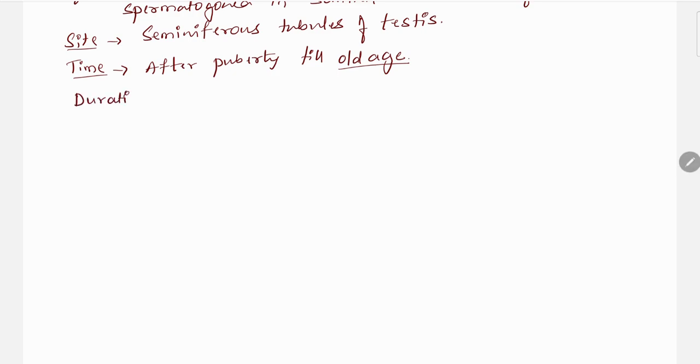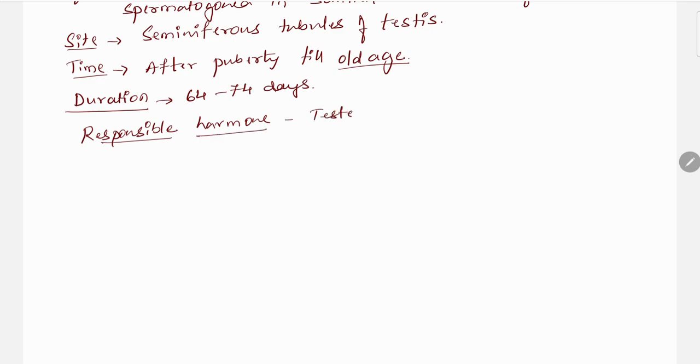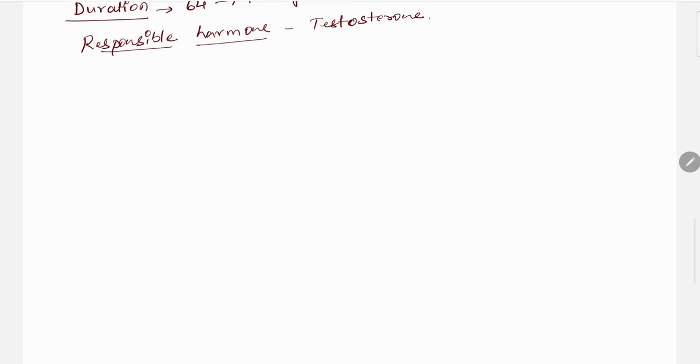So duration. What is the duration of production of one spermatozoa from spermatogonia? It will take 64 to 74 days. Okay, 64 to 74 days. We will divide this as per the stages. Then what is the responsible hormone? Which hormone is responsible? As you generally know, it is testosterone. Testosterone is the responsible hormone, right?